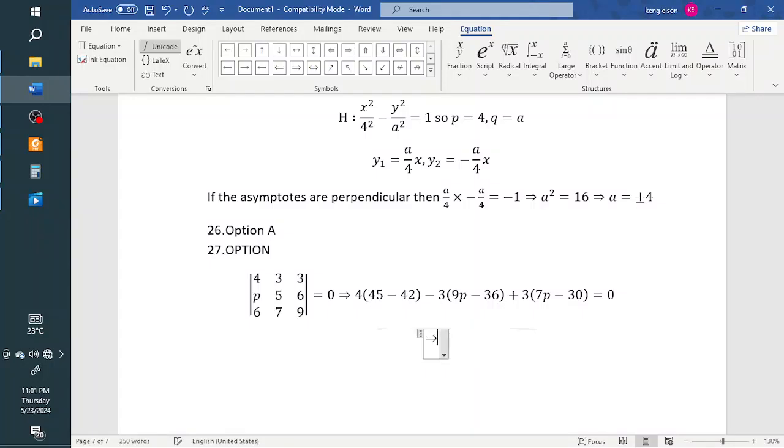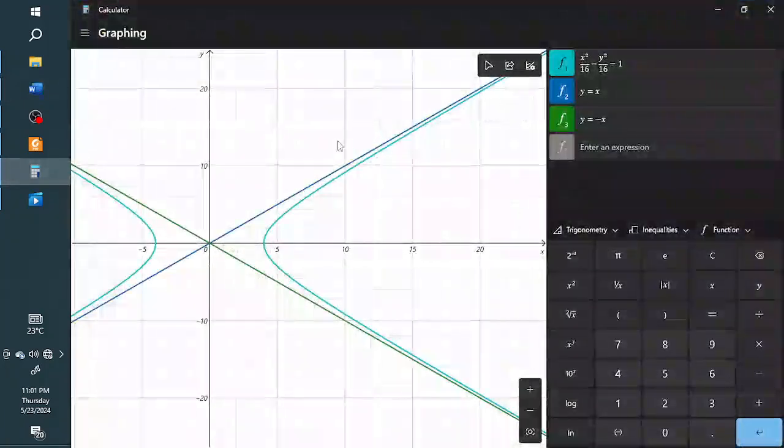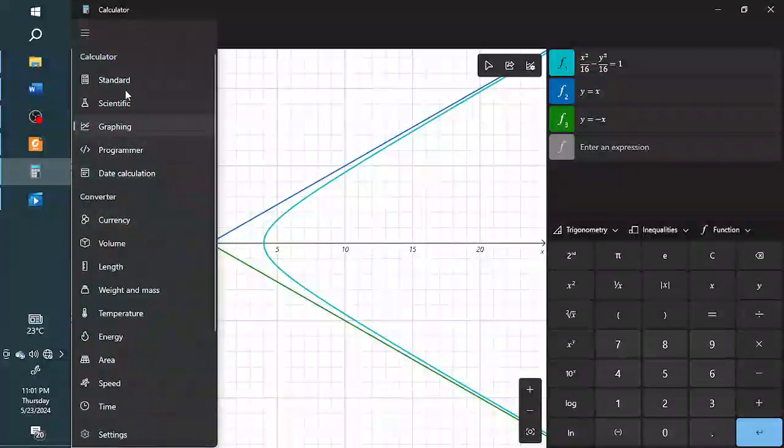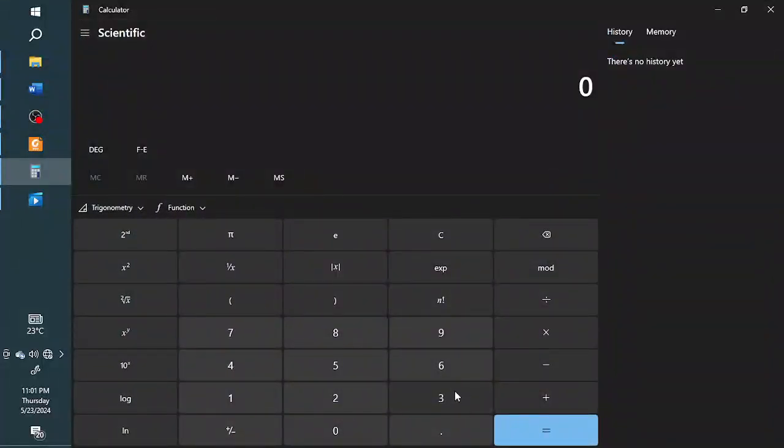So this means that 3 times 4 is 12. When you multiply here, we have minus 27p, negative 3 times negative 36. What is that? I think it is 108. Let me just be sure that the answer is correct. 3 times 36, okay, 108.